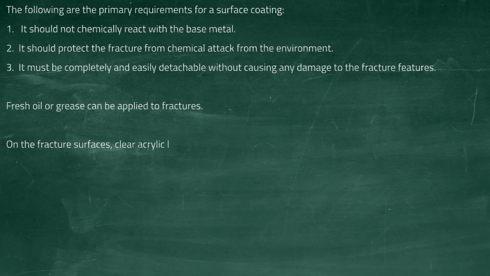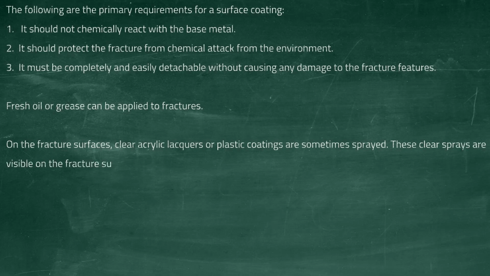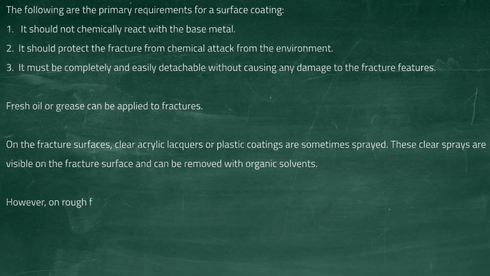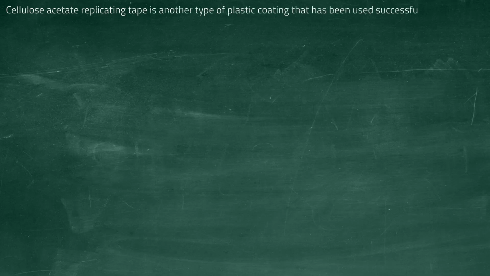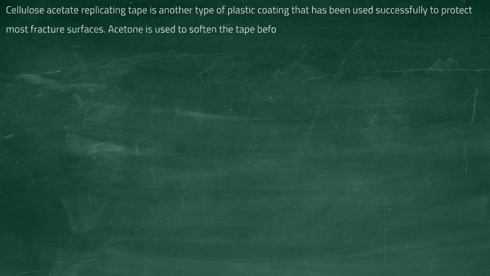On the fracture surfaces, clear acrylic lacquers or plastic coatings are sometimes sprayed. These clear sprays are visible on the fracture surface and can be removed with organic solvents. However, on rough fracture surfaces, complete coverage and complete removal of the coating can be difficult. Cellulose acetate replicating tape is another type of plastic coating that has been used successfully to protect most fracture surfaces. Acetone is used to soften the tape before applying it to the fracture surface with finger pressure.